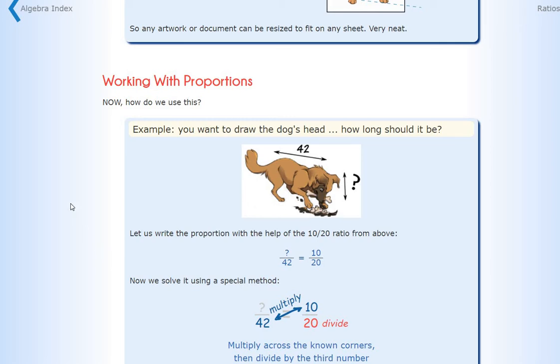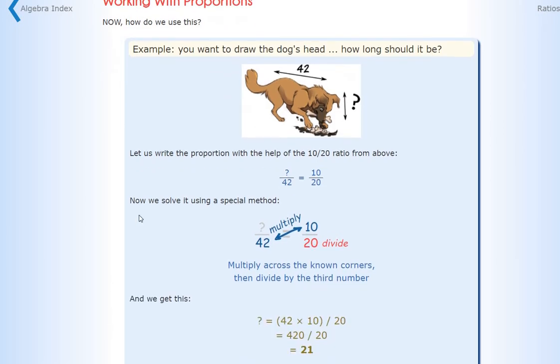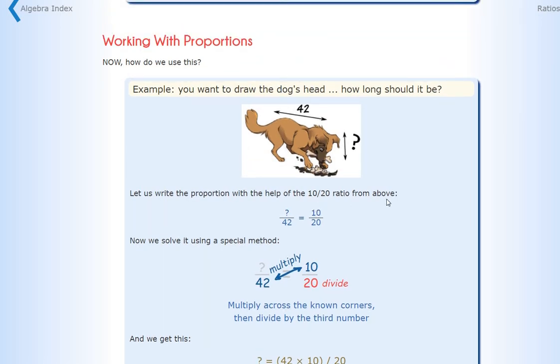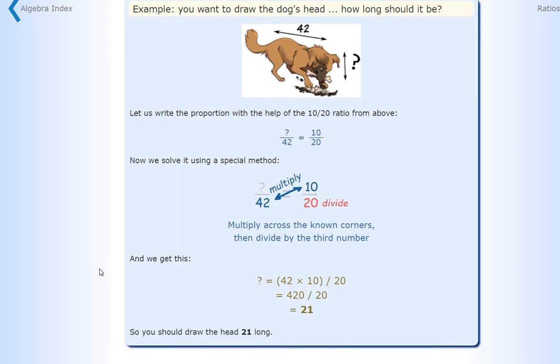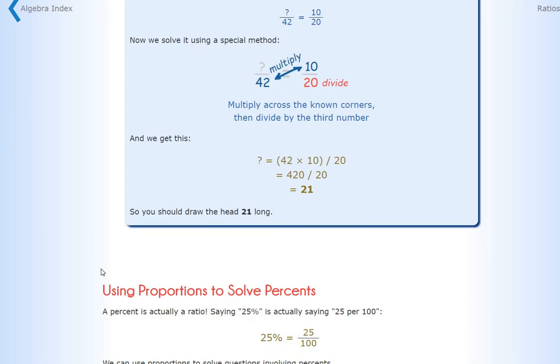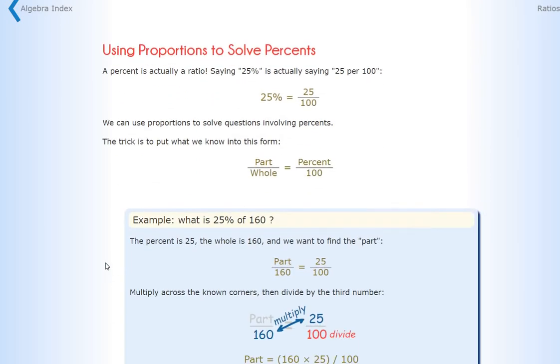Now, how do we use this? For example, you want to draw the dog's head. How long should it be? So let us write the proportion with the help of the 10-20 ratio from above. 21. 21, perfect. So there, that's how you do it. That was quick. Next, using proportions to solve percents.